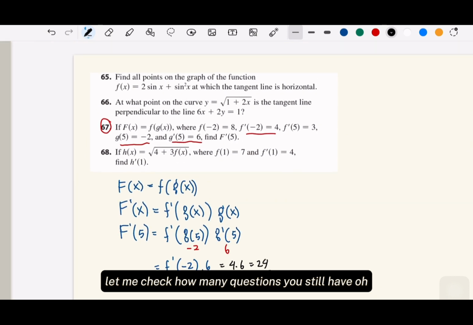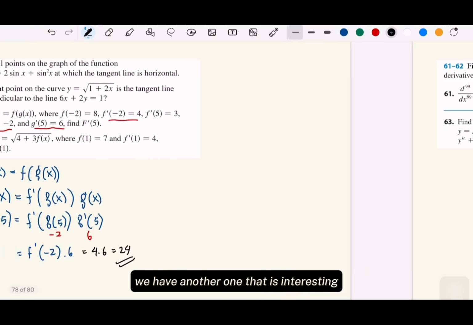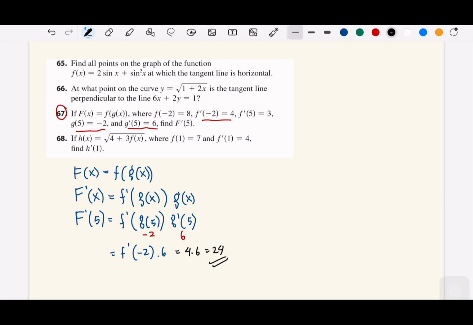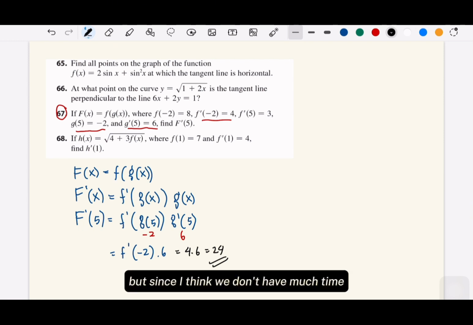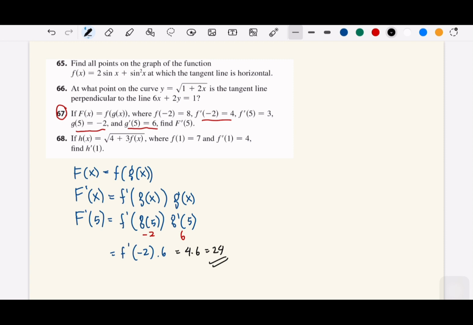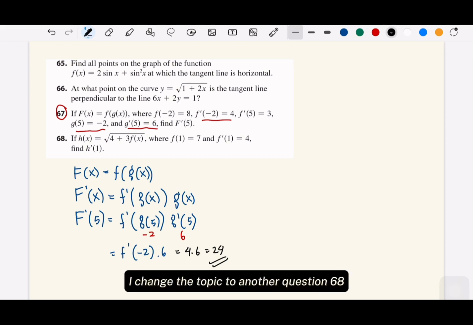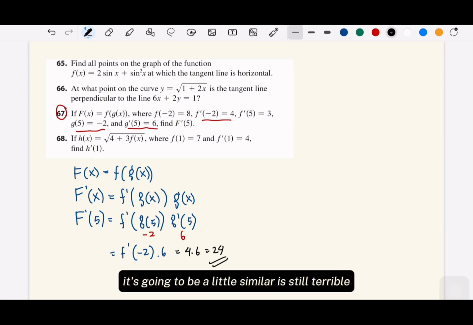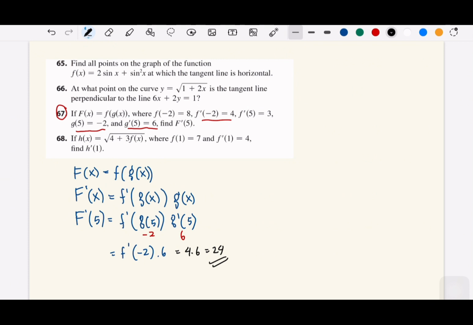Okay, let me check how many questions you still have. Oh, we have another one that is interesting. But since I think we don't have much time, let's just solve the 68 before I change the topic to another question. So 68, it's going to be a little bit similar. It's still the chain rule.